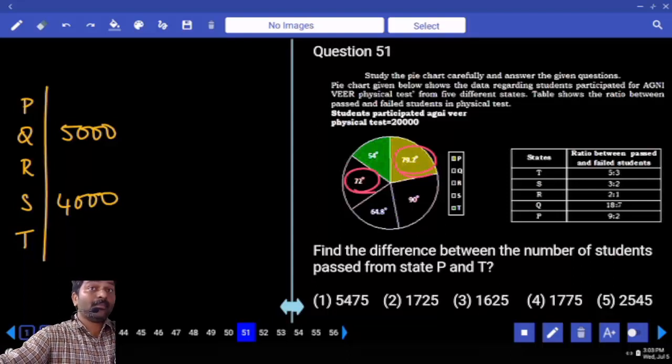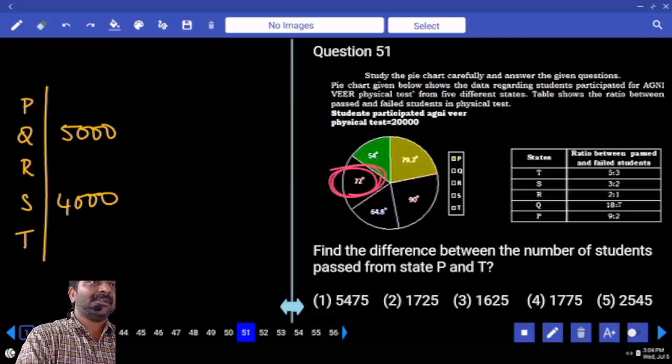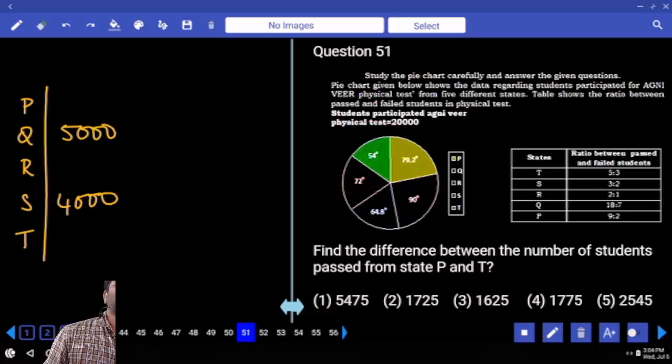7.2 more. Tell me the same in terms of percentage. 7.2 on 72, how much percent? 10% more, right? If you calculate 10% of this number, you'll get 7.2. If you add, you'll get 79.2 only. Just now we calculated 4,000. What is 10% more? 4,000. Which value?